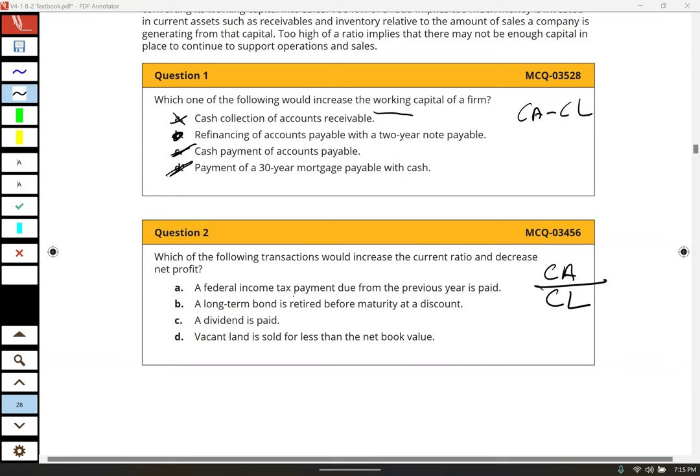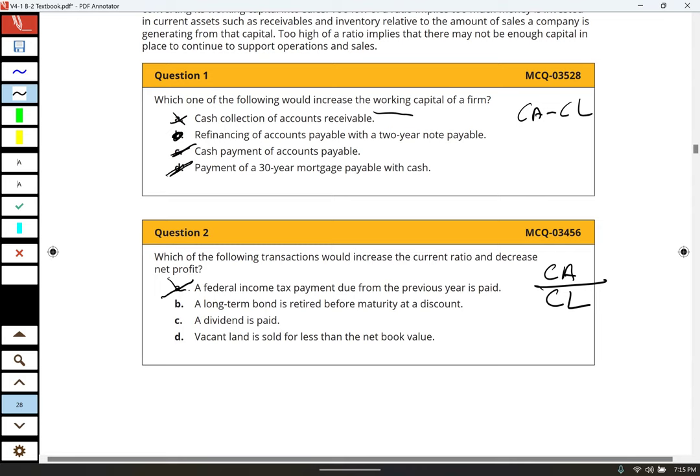So does a payment of a federal income tax payment due from a previous year have both the balance sheet and the income statement effect? Is there an income statement effect for A? No, because it would have been the previous year. Presumably there would have been some tax payable from a previous year that I'm paying this year. Okay, and so what happens? That's a pure balance sheet effect. Okay, good.